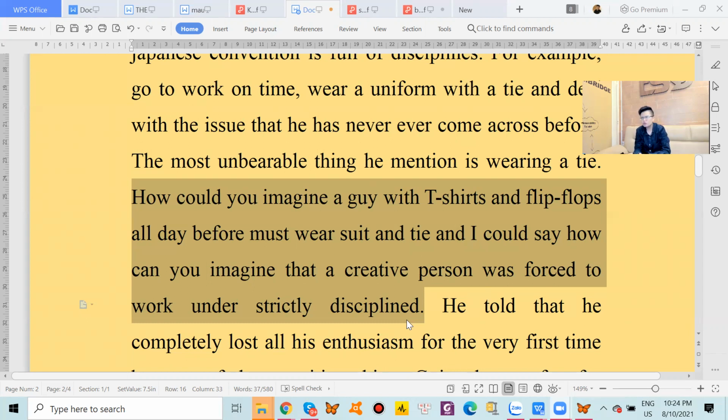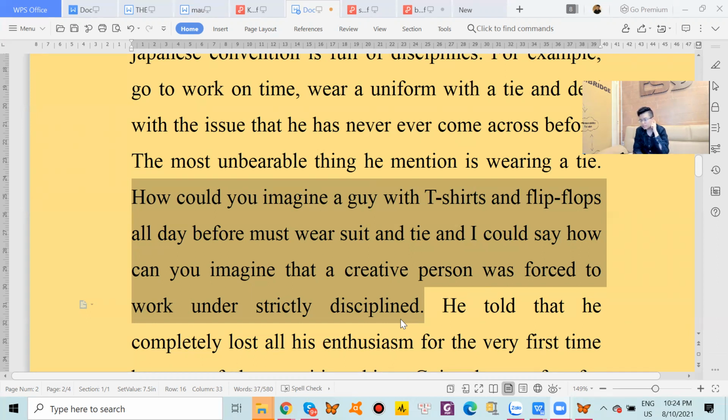And I could come to my curiosity: how could a creative person is forced to work under strictly disciplined system? Okay, so right here we need to replace the word under with the word in, in strictly disciplined system. That is the first one.